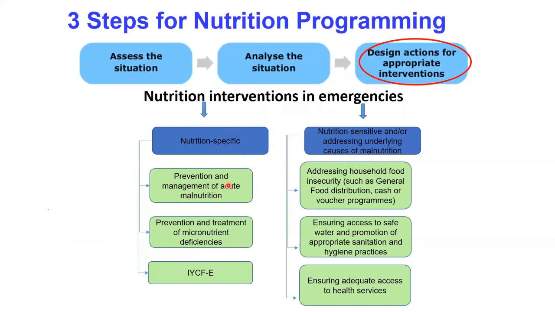So the prevention and management of malnutrition, prevention or treatment of micronutrient deficiencies, and infant and young child feeding practices are what we are referring to as nutrition-specific. Then at household level, food insecurity, ensuring access to safe water, and ensuring adequate access to health services are nutrition-sensitive.